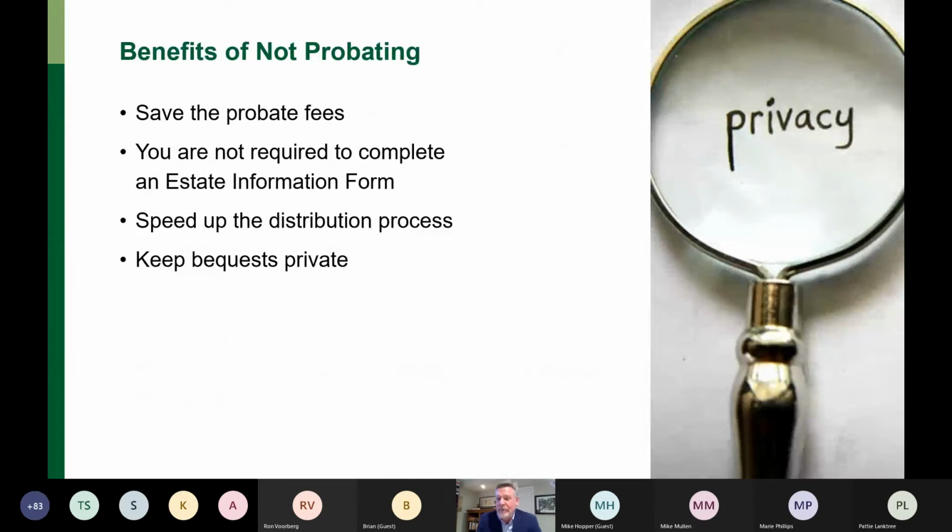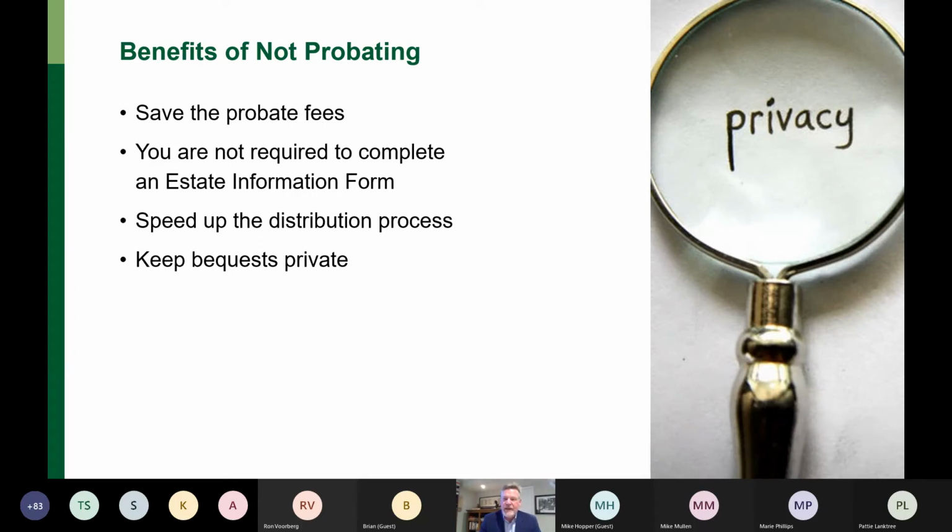The benefits of not probating. So we talked about, in most cases, you would have to probate. But if you don't have to probate, what does it do for you? Well, it saves the probate fees, number one, now called the estate tax. You are not required to complete that form within the 180 days. It does speed up the distributions, keeping the beneficiaries and the creditors happy.